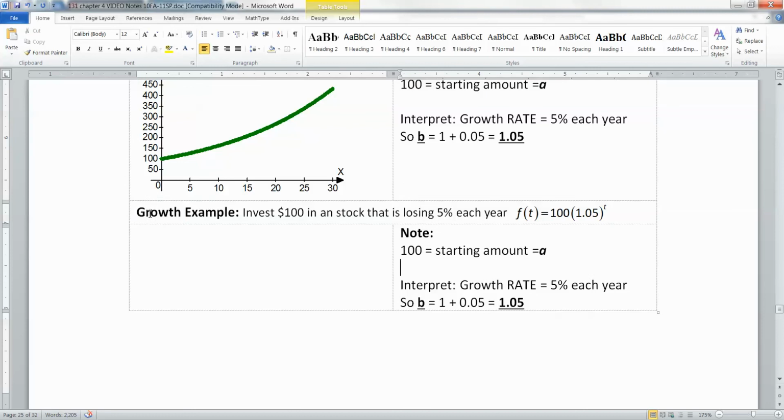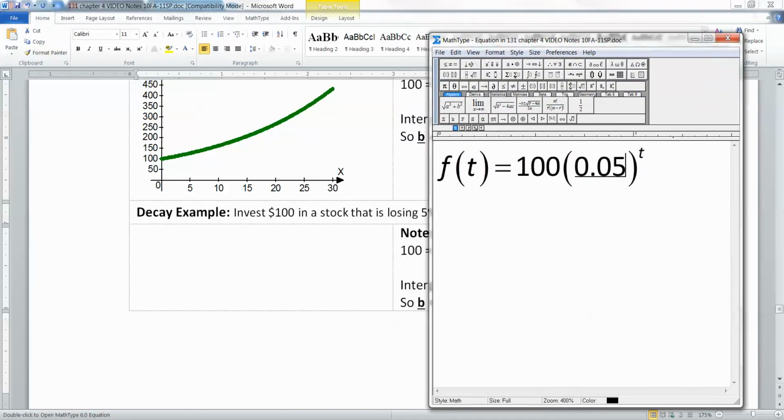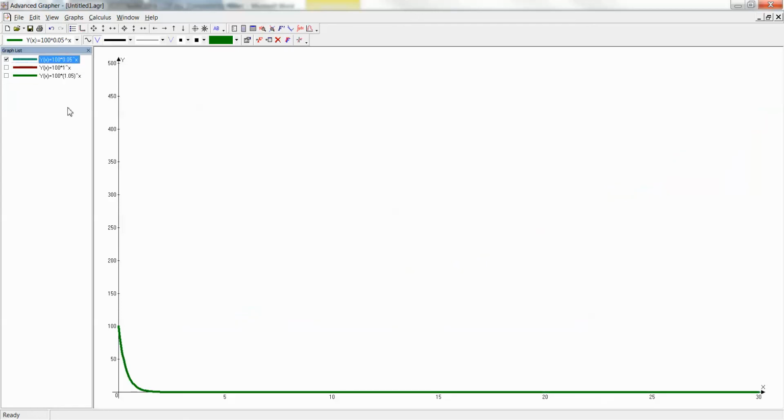All right, now we're going to decay here, right? Going down. So suppose you invest $100 in a stock that is losing 5% each year. Now you may be thinking, why am I doing that? Well, sometimes you buy when it's going down because you think it'll go up eventually or whatever. But bear with me here. So it can't be the same function anymore because this is growth the way we have it right now. So you might be thinking, aha, now is the time for that 0.05. Au contraire. So let me show you what 0.05 looks like.